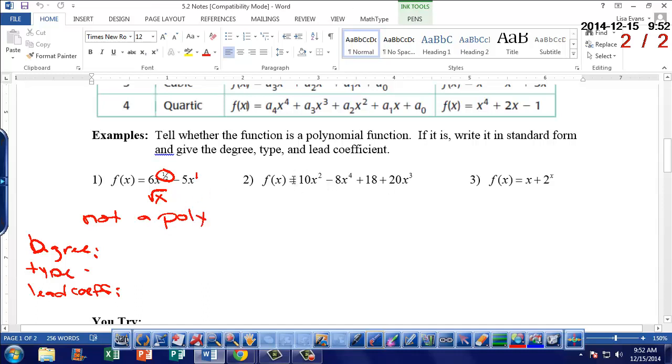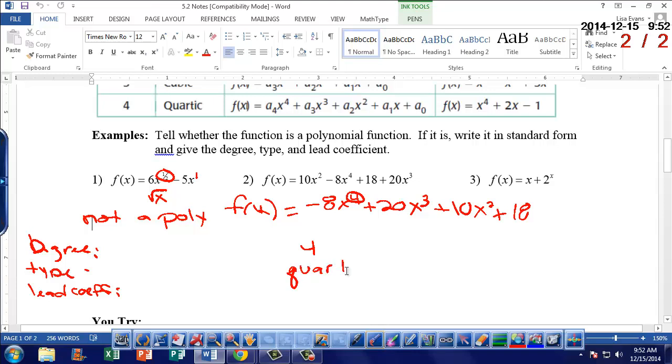Okay, this one, let's write it in descending order. Looks like it's a polynomial function. So we would write it as negative 8x to the 4th plus 20x cubed plus 10x squared plus 18. So when I look at this, the degree is 4 because that's the highest exponent. The type, since it's a degree of 4, we call it a quartic. That's above in the chart. And the lead coefficient is negative 8.